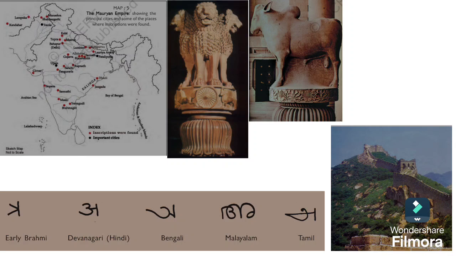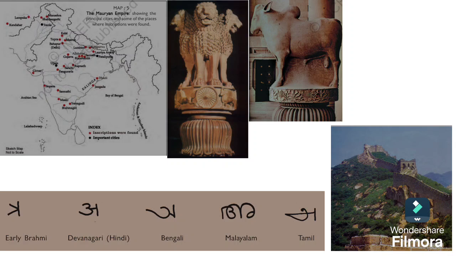There were also the forested regions. People living in these areas were more or less independent, but may have been expected to provide elephants, timber, honey, and wax to Mauryan officials. The emperor and the capital city.